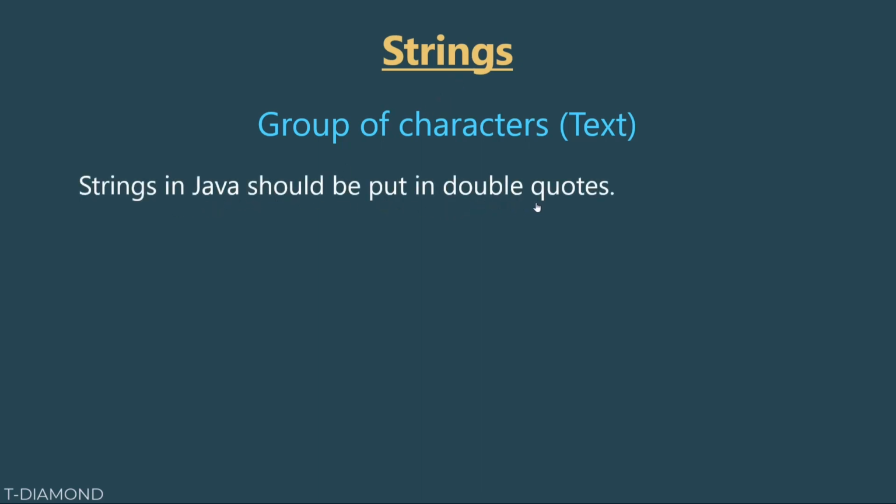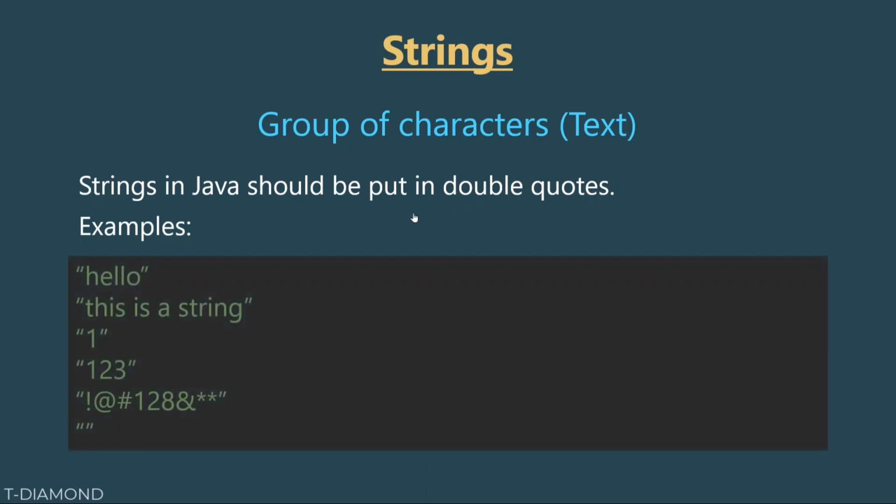So let me give you some examples. Here is a list of strings. Over here, we have this word hello and it is put inside double quotes. So it is a string, okay? Another example. This sentence over here, it is a group of characters put between double quotes. So it is also a string.